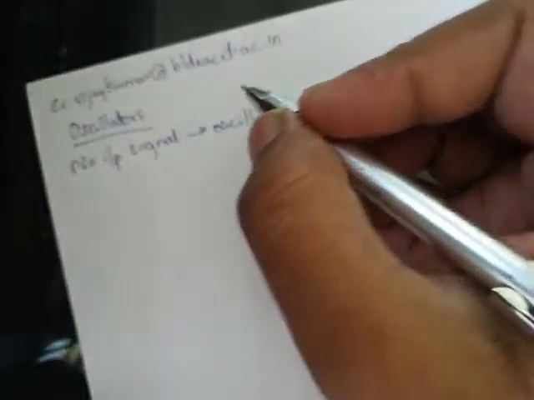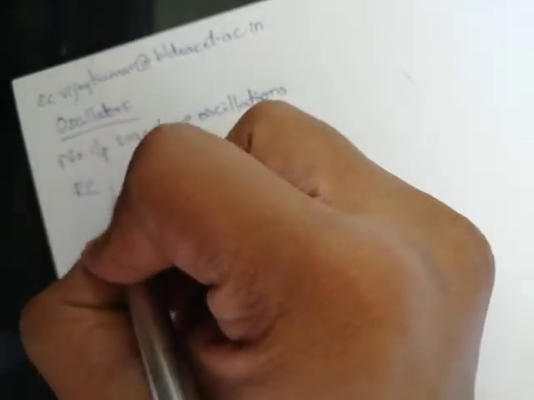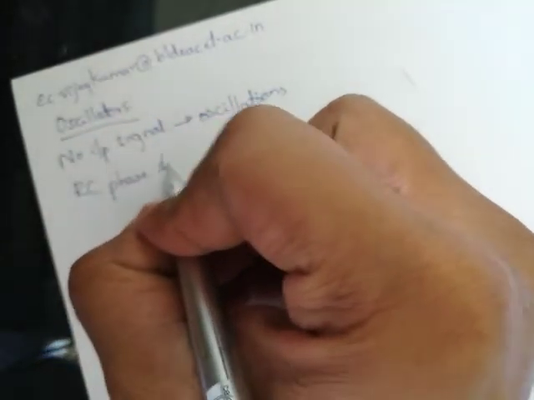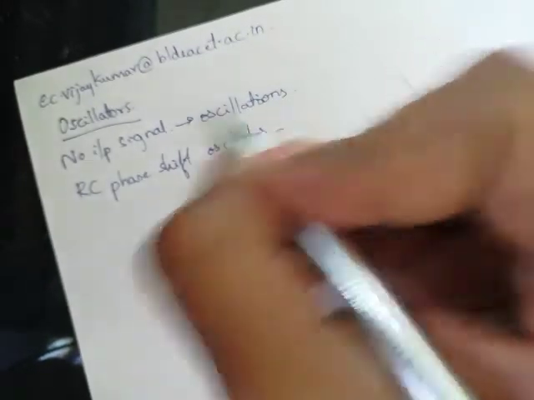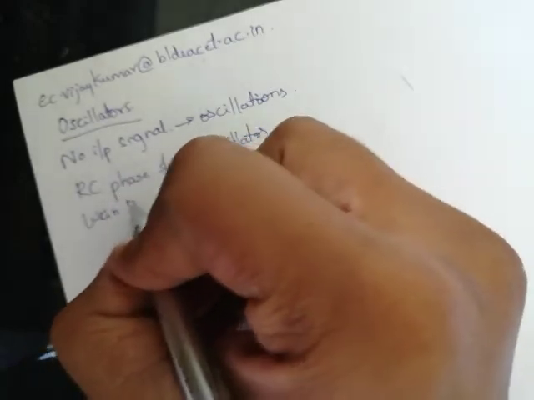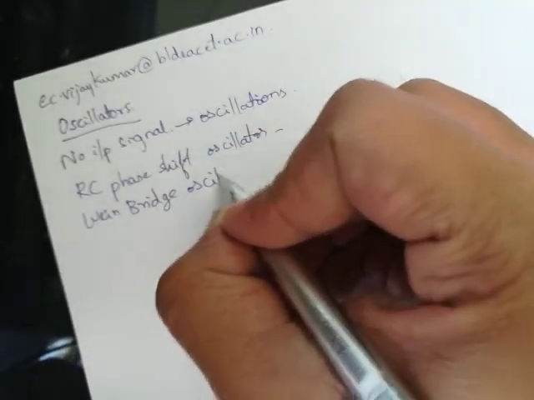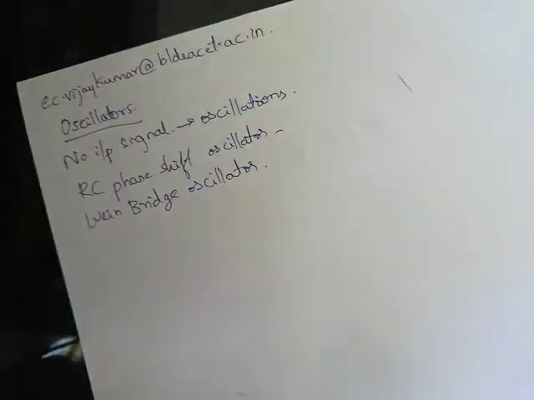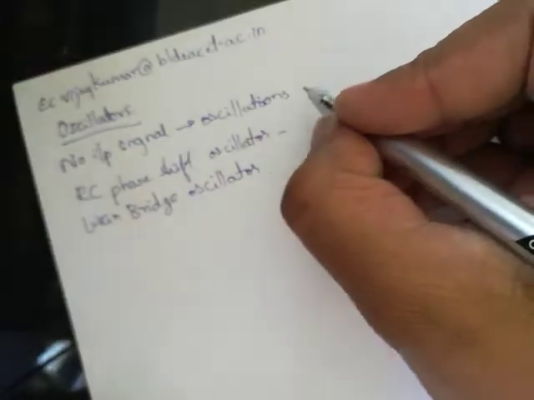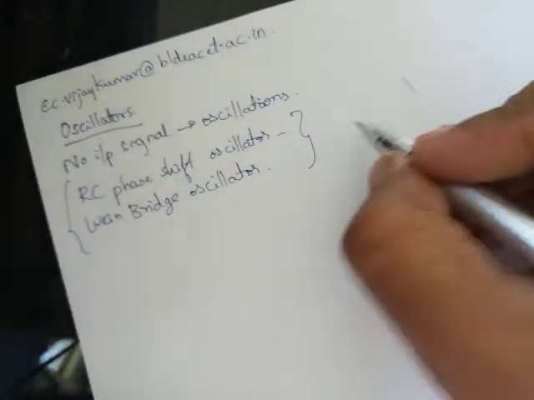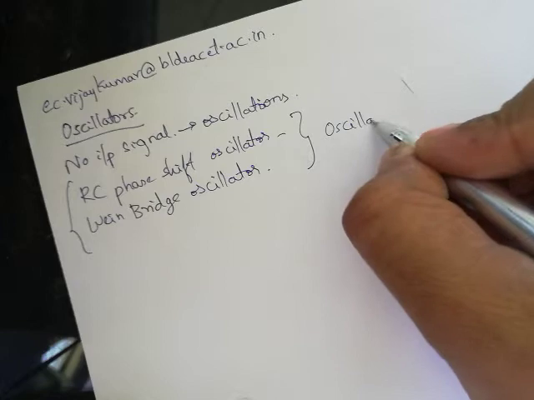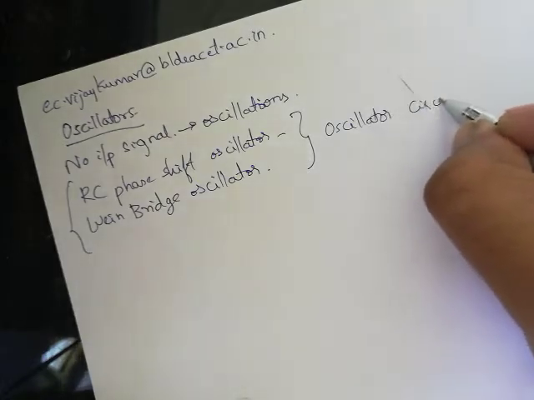So we will be seeing two types of oscillators. One is the RC phase shift oscillator and another one is the Wien bridge oscillator, and we'll be implementing these using our op amp. And more importantly, the oscillator circuits as a whole will have positive feedback.